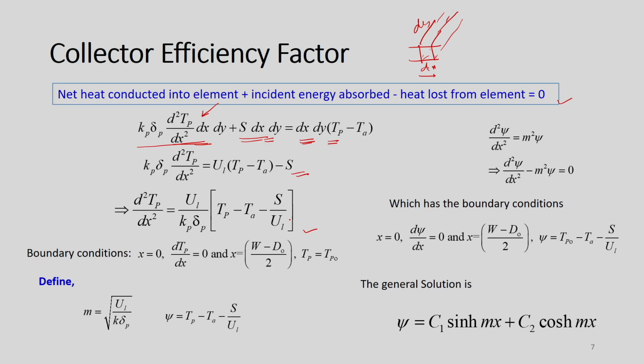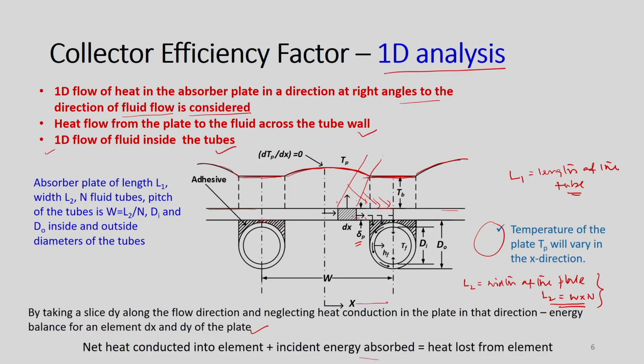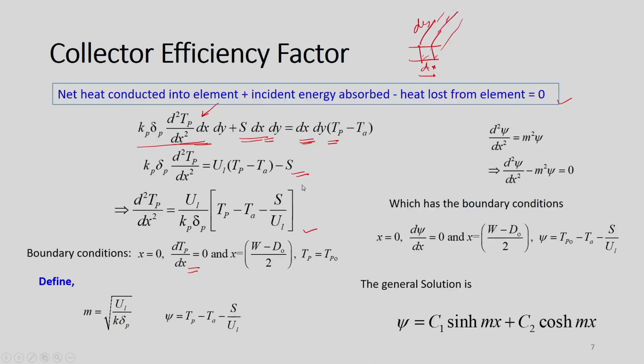Now, there are boundary conditions. So, what are the boundary conditions? At x is equal to 0, dTp by dx is 0. Okay. So, as you can see here, if we go back here, if x is 0, maybe here at this point x is 0. So, this is the peak. So, no gradient, it will be 0 here. Okay. That is why dTp by dx is 0.